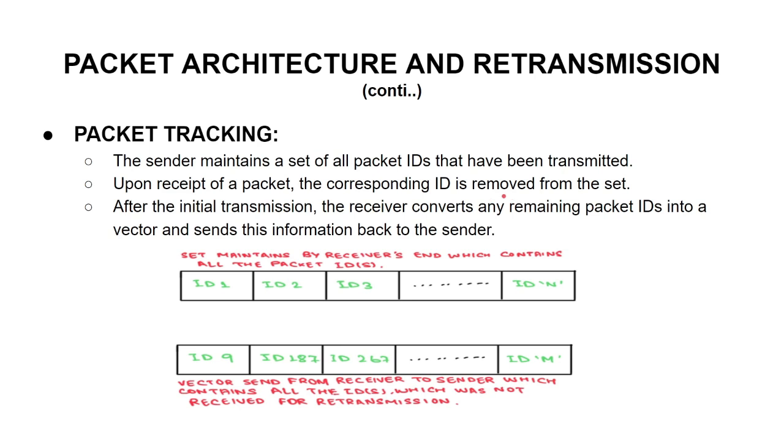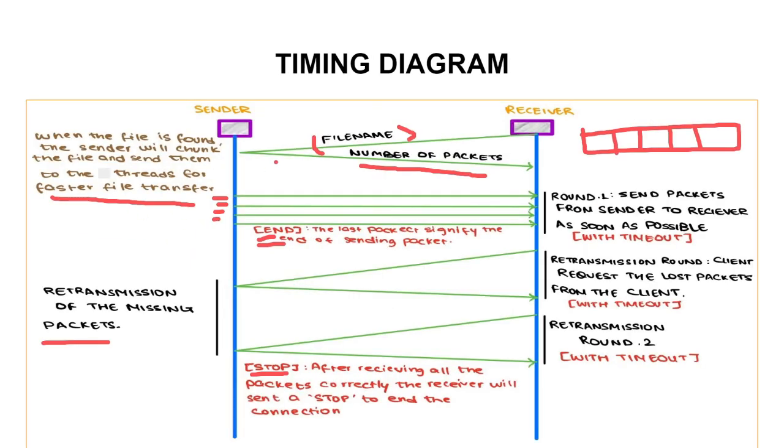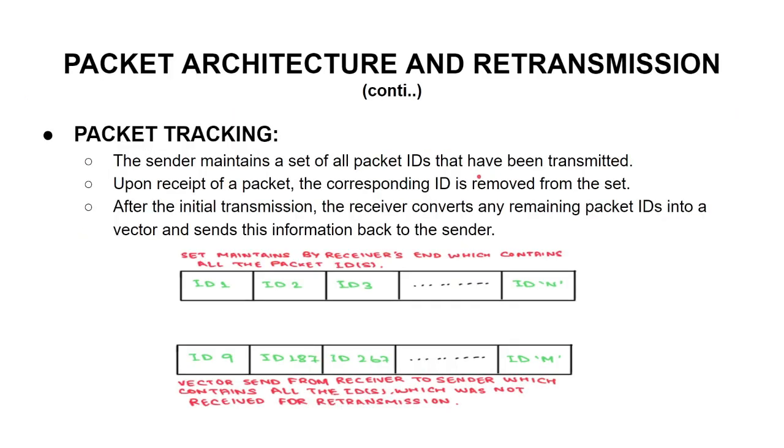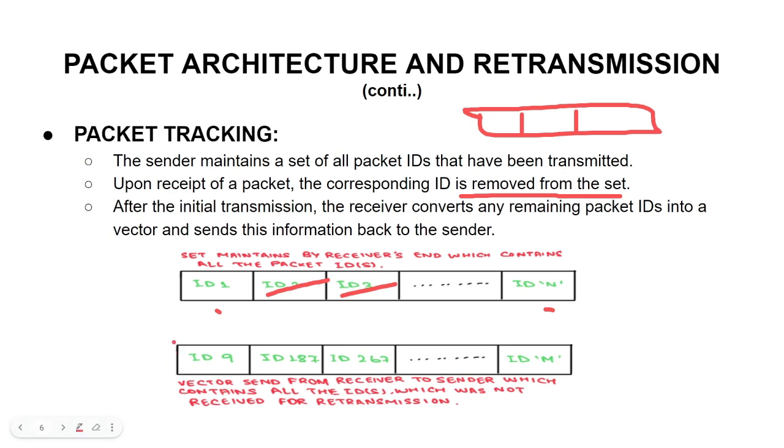So how does the receiver ensure that it has received every packet? After receiving the number of packets, the receiver will maintain a set with every packet ID, as you can see from ID 1 to nth ID. After the first initial transmission, it will delete every packet ID received, right? So it is removed from the set, and after that a new set is formed with all the missing packet IDs, and that is converted into a vector to send information back to the sender.